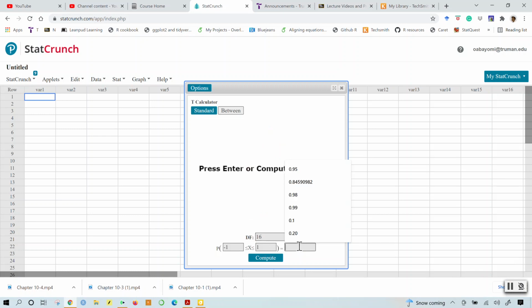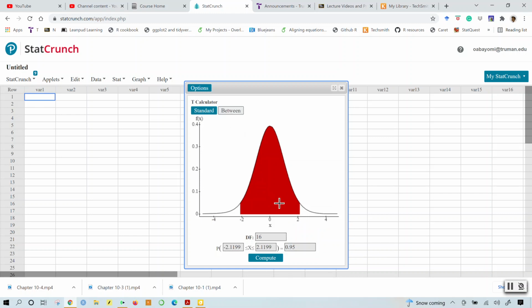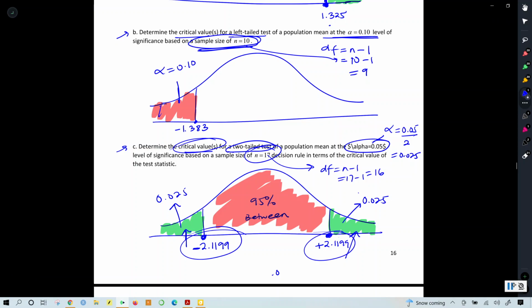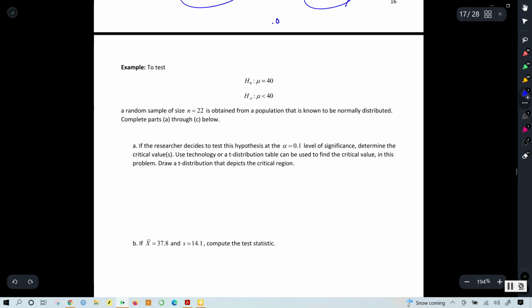And then I would like to indicate that the amount of probability between is 0.95, and compute. So for between, the size of what is between is 0.95. So I have negative 2.1199 to positive 2.1199. So my critical values are plus or minus 2.1199. So with that set, we're ready to begin a formal test on the population mean.